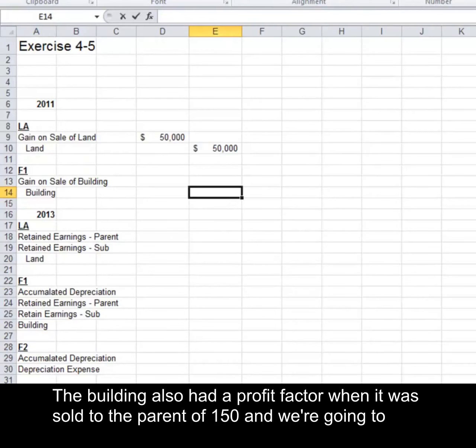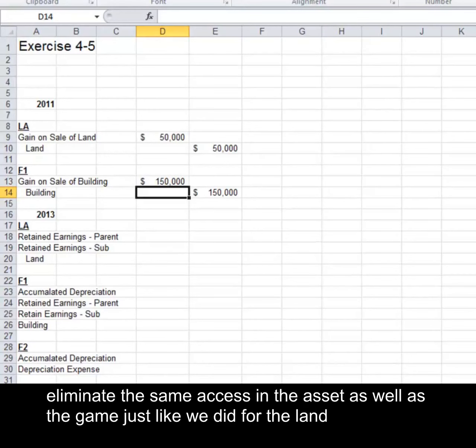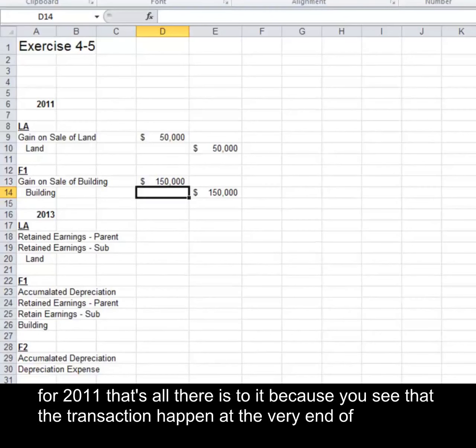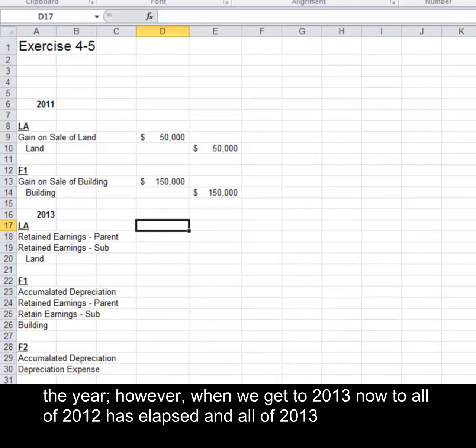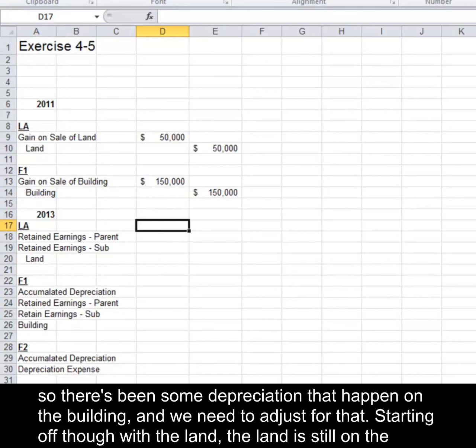The building also had a profit factor when it was sold to the parent of $150,000, and we're going to eliminate the same excess in the asset as well as the gain, just like we did for the land. For 2011, that's all there is to it because the transaction happened at the very end of the year. However, when we get to 2013, all of 2012 has elapsed and all of 2013, so there's been some depreciation on the building and we need to adjust for that.